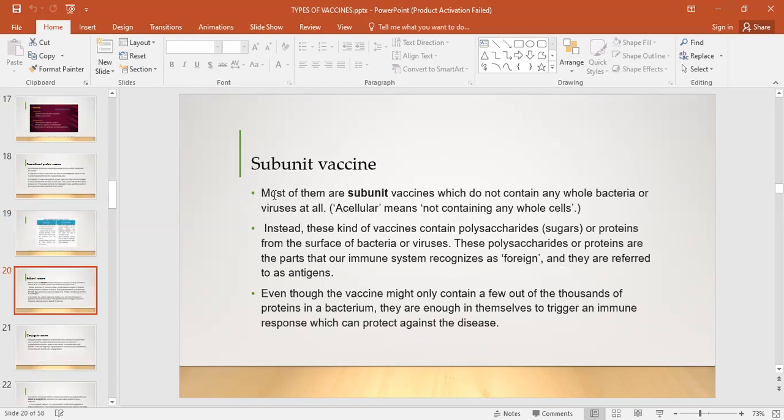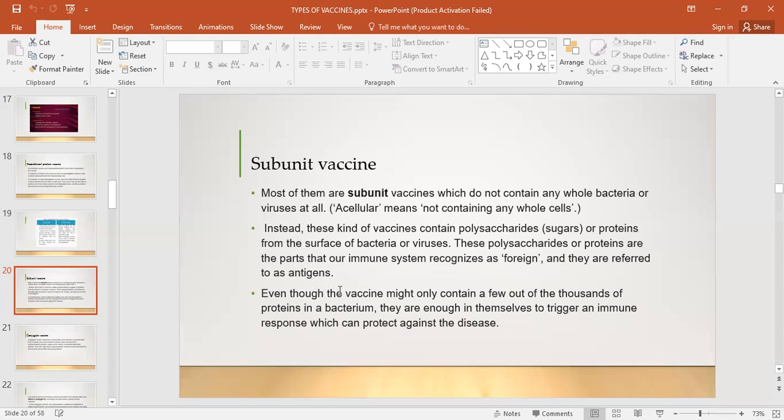Subunit vaccine. Most of them are subunit vaccines, which do not contain any whole bacteria or virus at all. Acellular means not containing any whole cell. Instead, these kinds of vaccine contain polysaccharides or proteins from the surface of bacteria or viruses. These polysaccharides or proteins are the part that our immune system recognizes as a foreign agent, and they are referred to as antigens.